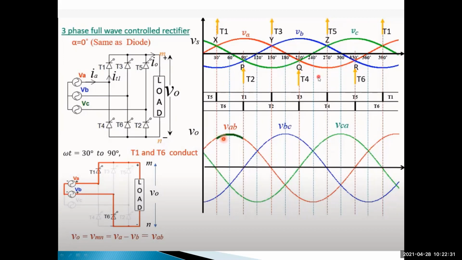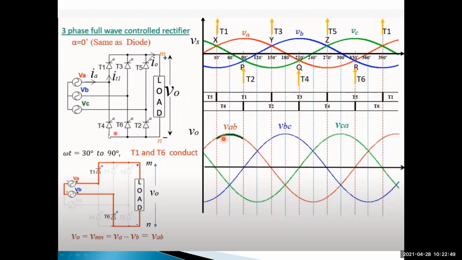Similarly, the other phases also. Like this, we have to give the triggering pulse to each thyristor based on the forward bias condition only. If it is forward biased, then only it is possible to give the triggering pulse. During reverse bias conditions, we are not giving the triggering pulse.